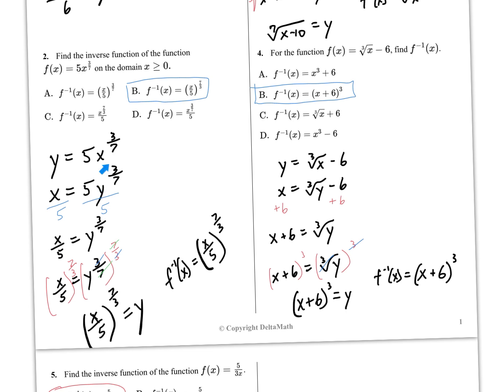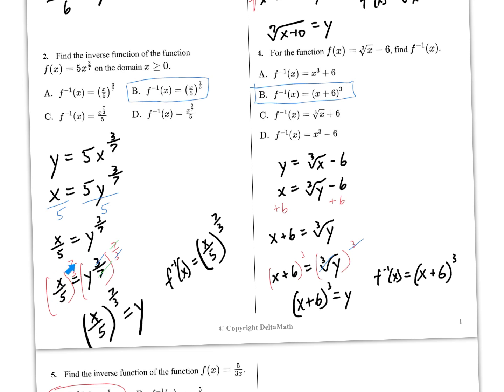We have y to the 3/7. But think of that as one term. This is the y that's being multiplied times 5. So the inverse of multiplying times 5 is to divide by 5. So divide both sides by 5. Now our equation is x divided by 5 equals y to the 3/7.